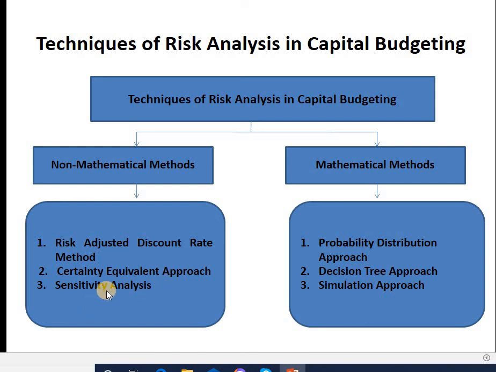Next is sensitivity analysis, where we observe the changes in input, how sensitive the various inputs are for the final estimation of cash flows. And in mathematical methods, we see the probability distribution approach, where we assign probabilities and calculate the expected value of the project, and the decision tree approach, where we project the project's outcome in the form of a tree, and the simulation approach, where using a computer we manipulate various inputs and see the final result of the manipulation.